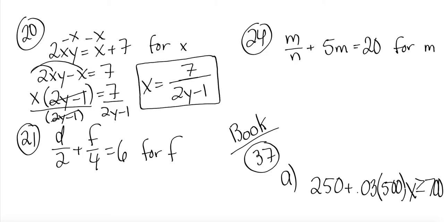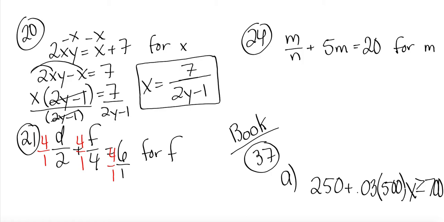Number 21, we need to get rid of the fractions. So there's a trick that we can use to get rid of fractions. You're going to look at the denominators, and you're going to multiply everything by the common denominator between everything. So this is really like 6 over 1. So between a 2, 4, and a 1, the common denominator would end up being 4. So we're going to multiply everything by 4 over 1. And you should see what happens when we do that. Okay?